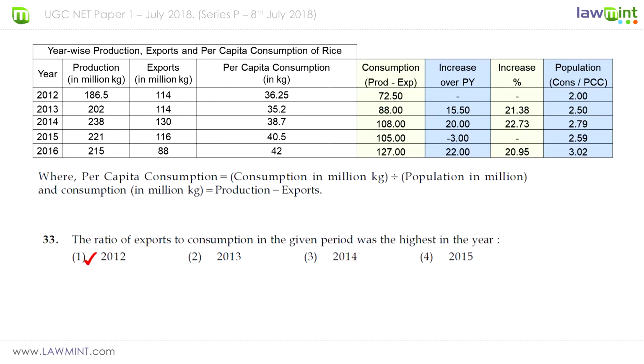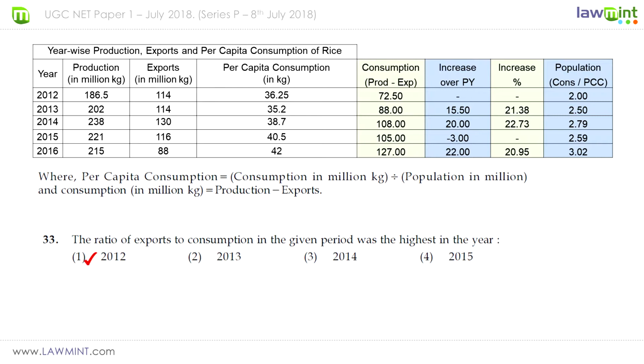Question number 33 asks in which year was the ratio of exports to consumption the highest. To arrive at this ratio, you have to divide the data in the exports column by the data in the consumption column. But before you get into the calculation, try to eliminate those years in which the ratio is obviously the smallest so that you don't have to do unnecessary calculations. For example, for the year 2016, exports is less than the consumption. It is 88 versus 127. So this year we can eliminate straight away.